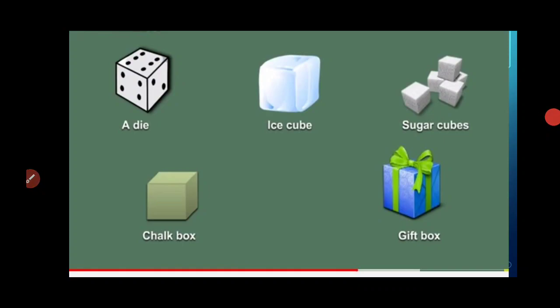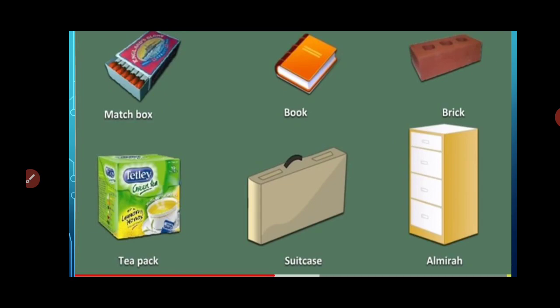Now, let's do the classwork. Before doing the classwork, these are some real life examples of the shapes we have just learned. So this is an example of a cube. Yes, children, a dice, an ice cube, sugar cubes, all these are of the shape of a cube. The second picture, yes, this is an example of a cuboid, children. A book, a matchbox, an almirah, a brick, all these are the shape of a cuboid.